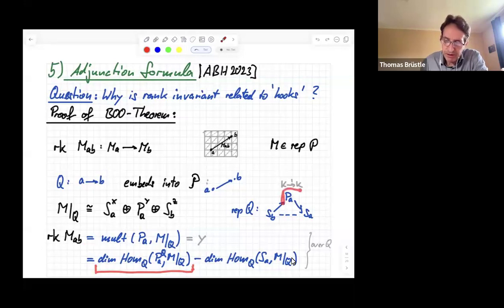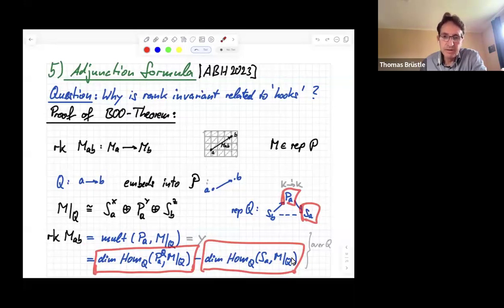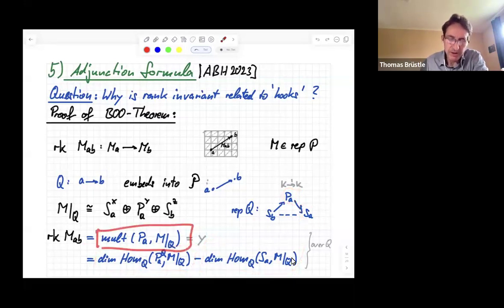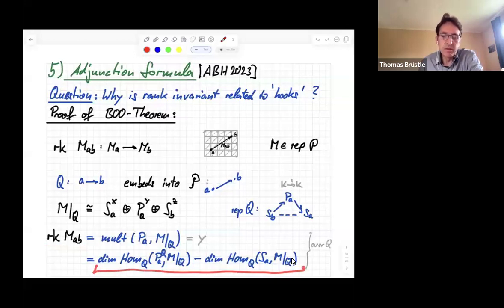But PA maps to itself and to the simple. So just this one, I make a mistake, so I need to subtract the dimension: how often does the simple map into M? If I take this difference of dimensions of Hom spaces, I get exactly the multiplicity of PA as a summand of M restricted to Q. So that's very good. We replace computing the rank invariant by computing a certain difference of dimensions of Hom spaces from some modules PA and SA. This is exactly what we were looking for.